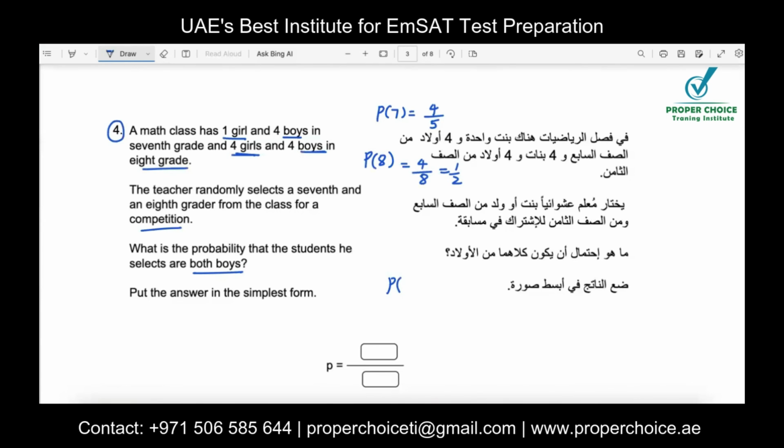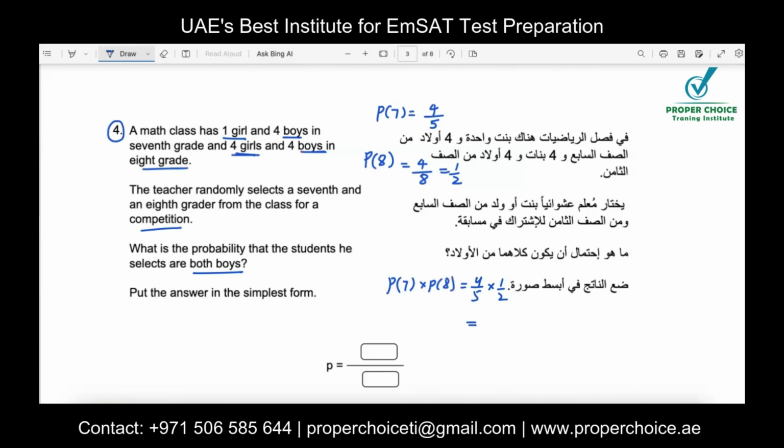So, probability of grade 7 times the probability of grade 8, because it's an independent event. Selecting from grade 7 and grade 8 are independent, so we should multiply their probabilities. That is the same as 4 by 5 times 1 by 2.